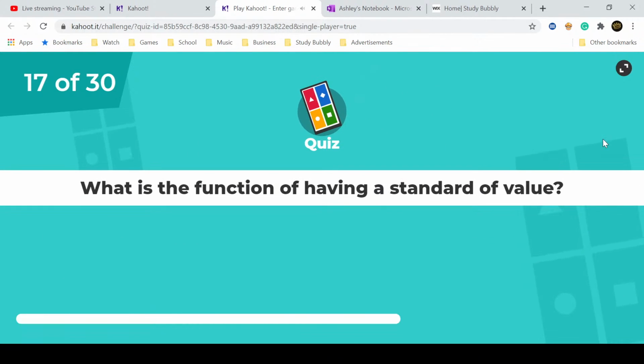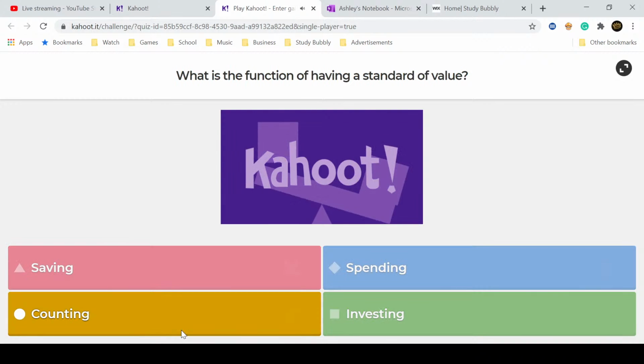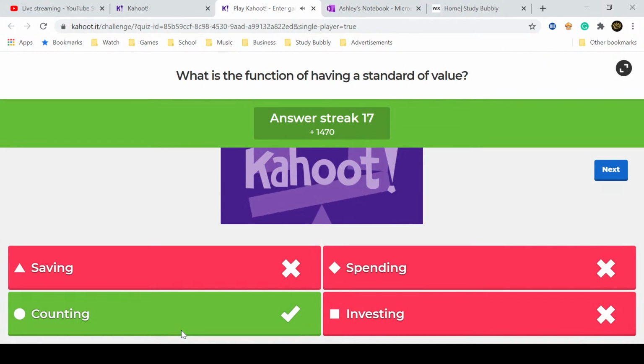What is the function of having a standard value? Standard of value has to do with counting. So, for example, let's say you look at a fridge, and most fridges, let's just say they're $500. That's a standard of value saying that a fridge equals $500. And that's how you kind of count things. Like if I had 3 fridges, that's $1,500. That's counting with the standard of value.